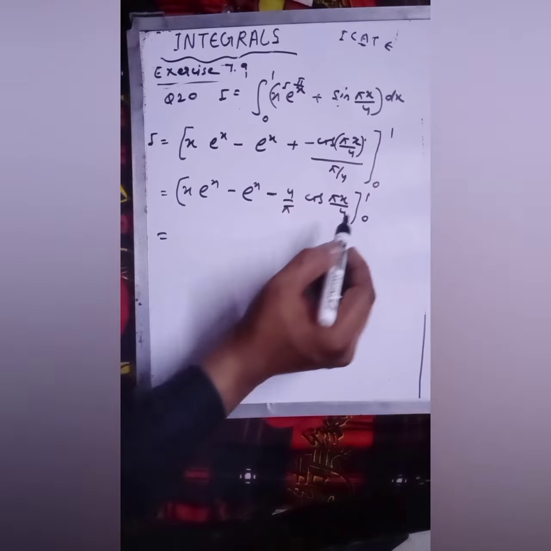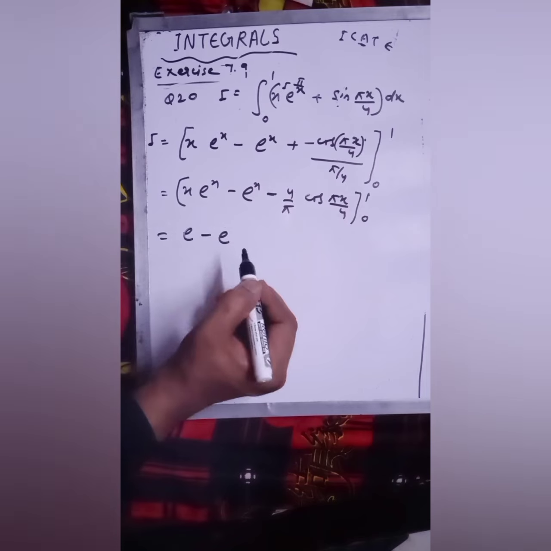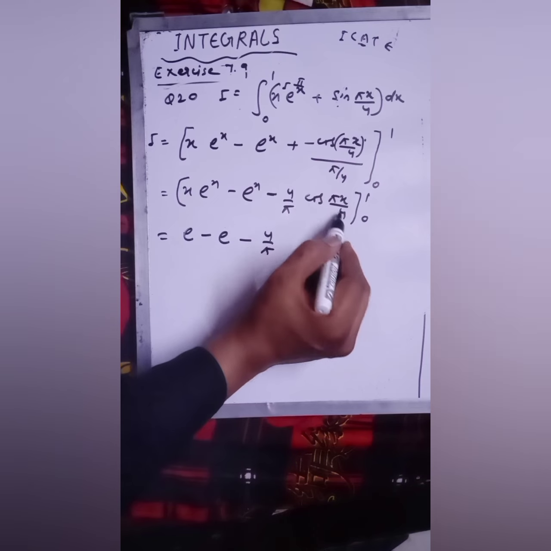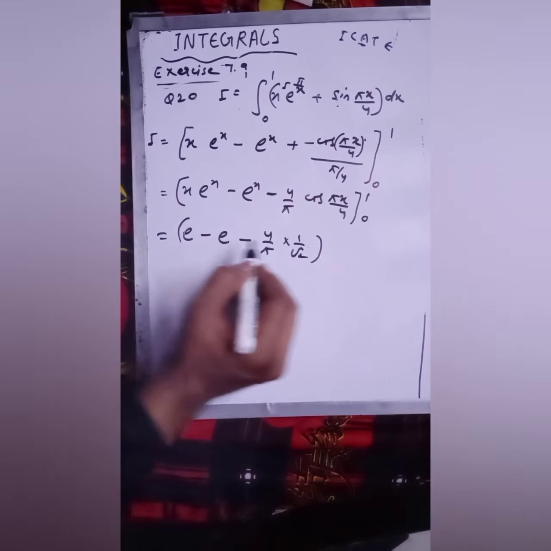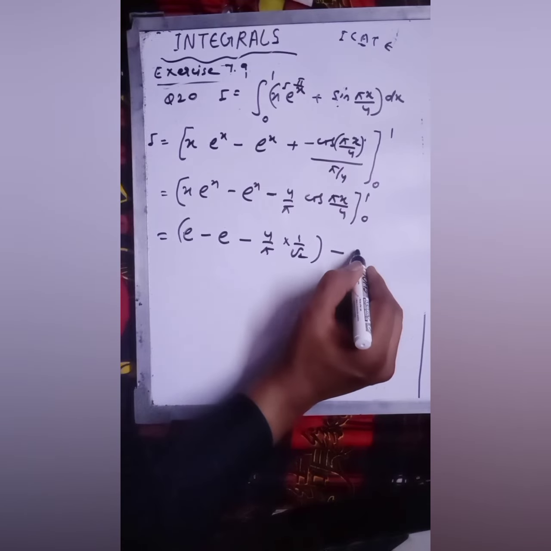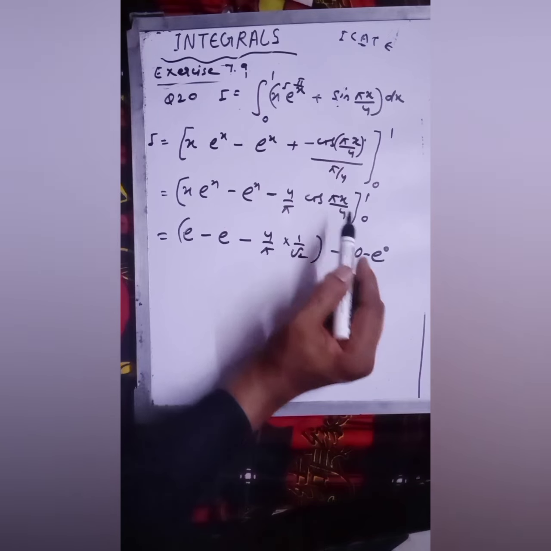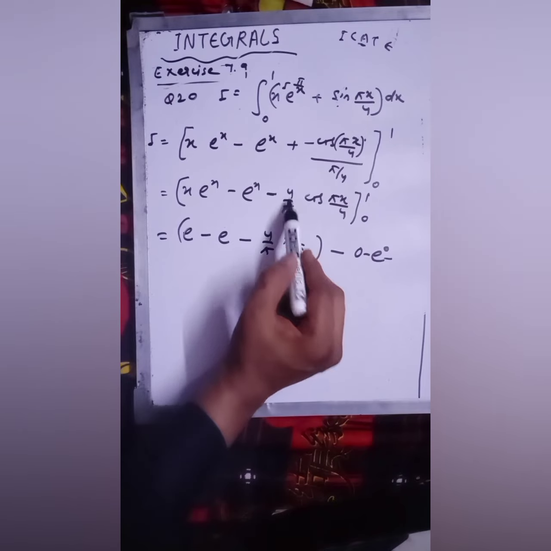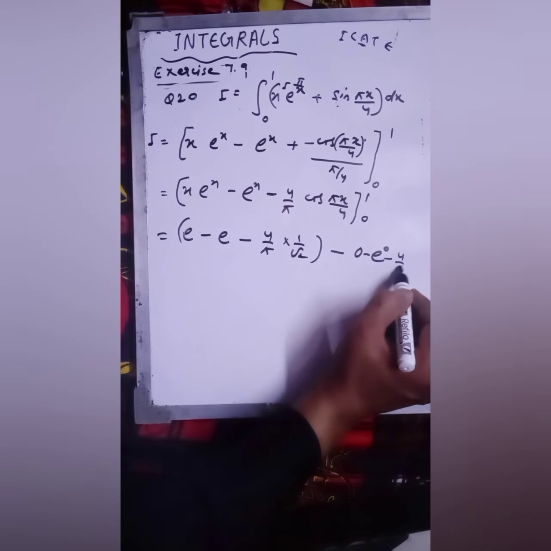Now just put the values. I'm replacing x with 1, so here only e will come, minus 4 by pi. If I write 1 here, you will get cos pi by 4, and cos pi by 4 will be 1 by root 2. Now put 0. This term will be 0, minus e raised to power 0, and minus 4 by pi, since if you put 0 here the whole cos is cos 0, which is 1. So it will remain 4 by pi.